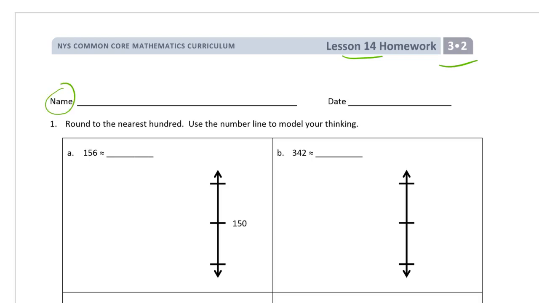Now we're rounding to the nearest 100. And we're using number lines just like we did in Lesson 13, where we rounded to the nearest 10. We're rounding to the nearest 100 now, so we're going to have some pretty big numbers.